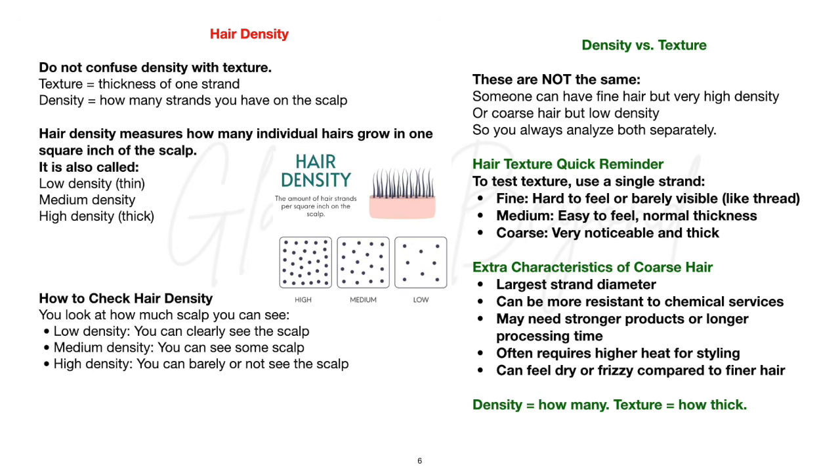Extra characteristics of coarse hair. Coarse hair has the largest strand diameter, can be more resistant to chemical services, may need stronger products or longer processing time, often requires higher heat for styling, can feel dry or frizzy compared to finer hair. So, density is basically how many. Texture would be how thick.